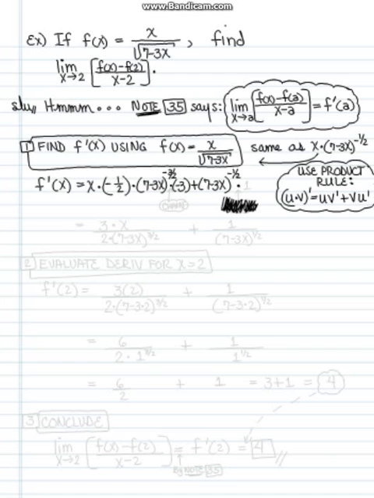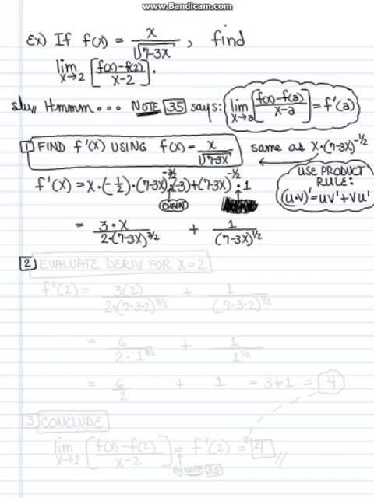And then plus the second function times the derivative of the first. So we use the chain rule here. When we hit it, we multiplied by the derivative of the inner function. We didn't use the chain rule here at the end. We used the power rule to do the derivative of the first. Well, simplifying that equals 3 times x over 2 times 7 minus 3x to the 3/2 plus 1 over 7 minus 3x to the 1/2.